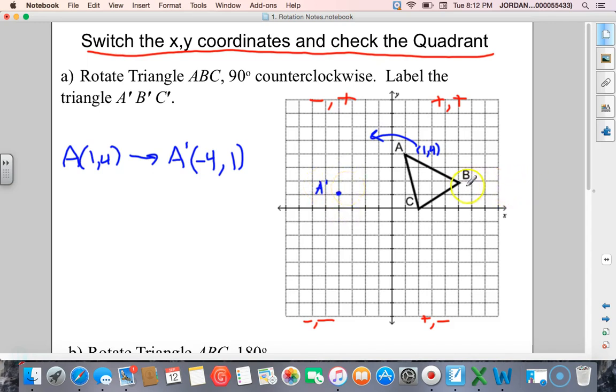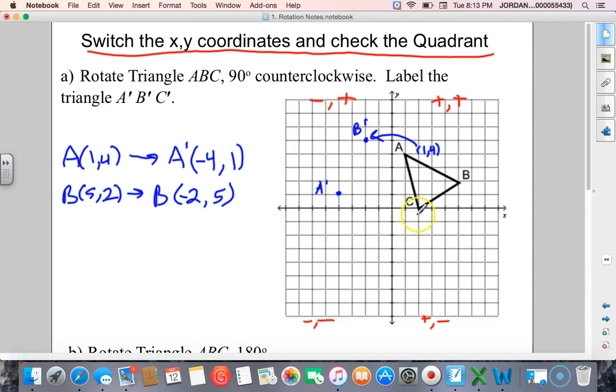Same thing with B. So B is the point 1, 2, 3, 4, 5, 1, 2. B is 5, 2. So I'm going to switch the coordinates. So I'm going to put 2 and 5. And I'm going to leave some space for my negatives if I need to put negatives. The x coordinate gets a negative, but the y coordinate stays positive. So the next point for B prime is negative 2, 1, 2, 3, 4, 5, right here. So this is my B prime.